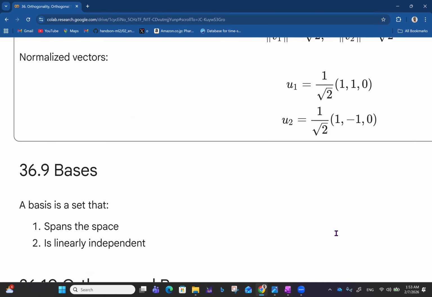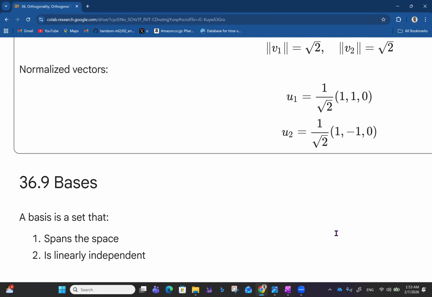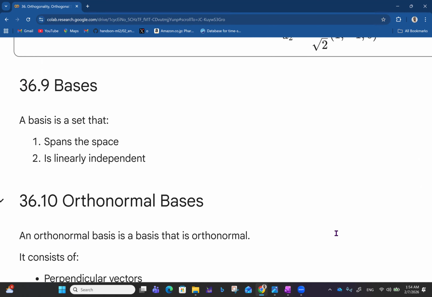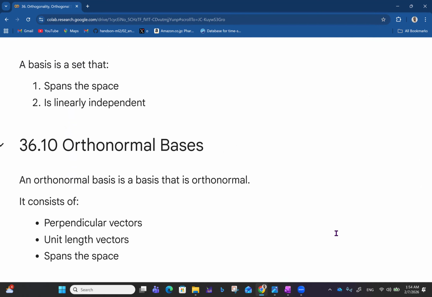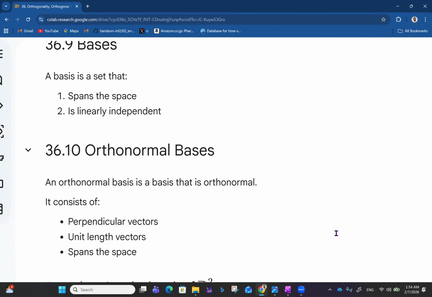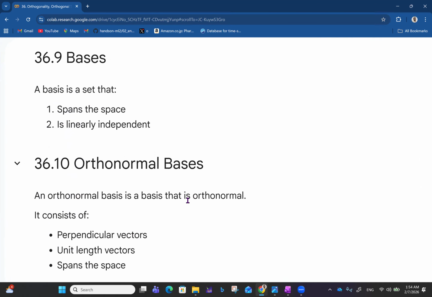Okay, so we go for basis. A basis is a set that spans the space and is linearly independent. I think we talked about basis and dimensions in a previous video. I'm not sure, was that video 30 or 26? One of those videos. Okay, and that takes us to the idea of an orthonormal basis. An orthonormal basis is a basis that is orthonormal, basically. So it consists of perpendicular vectors, unit length vectors, and spans the space.